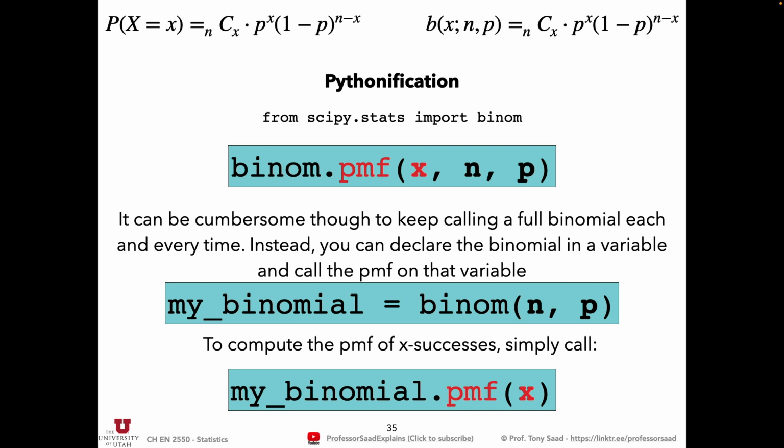So you declare this once. I know I'm doing the trial 100 times with 40% probability of success, but I'm going to try out what happens with 5 successes, 10 successes, 17 successes. You just keep calling this over and over again. It's easier and faster. Now, you can choose either.